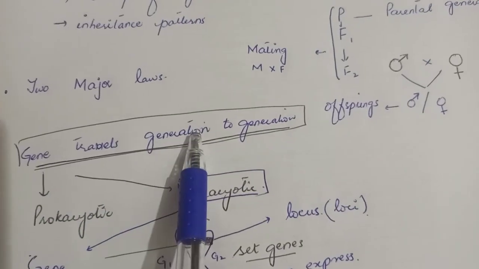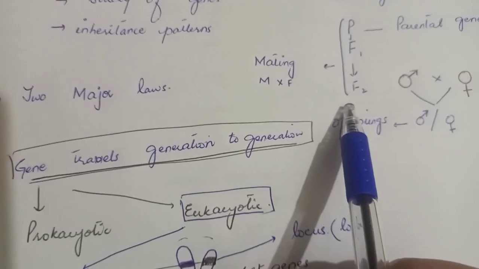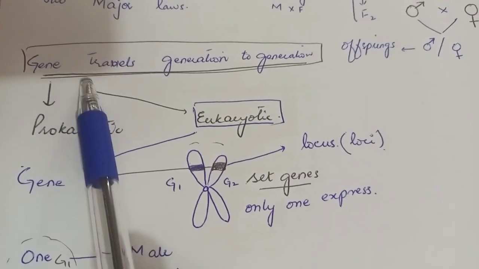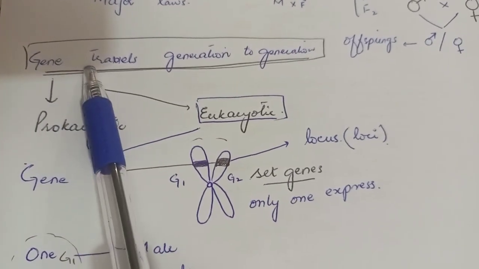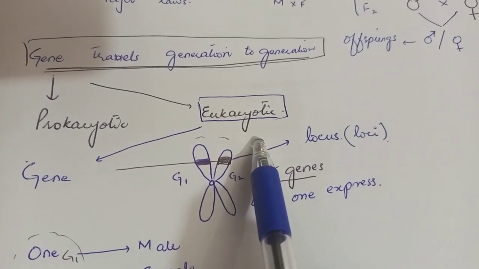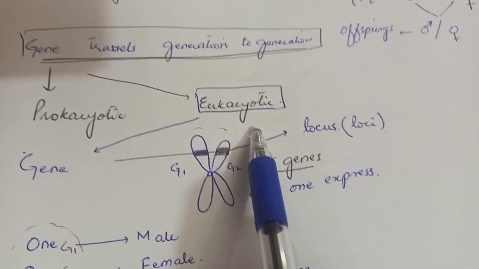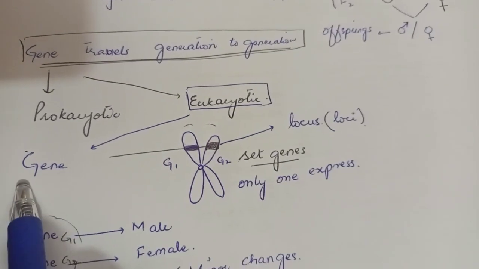Genes travel from generation to generation. I explained earlier from parents to offspring generation. Now I explain about genes. Here you must understand that a gene may be prokaryotic or eukaryotic, but in this introduction to genetics, or in advanced genetics, we must follow the eukaryotic genes.